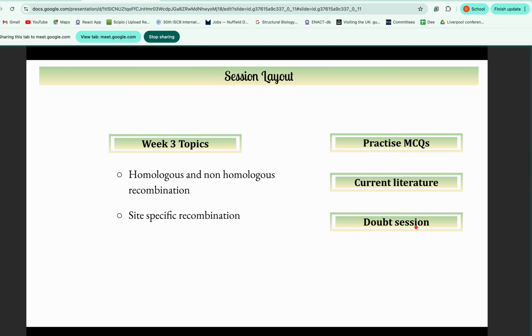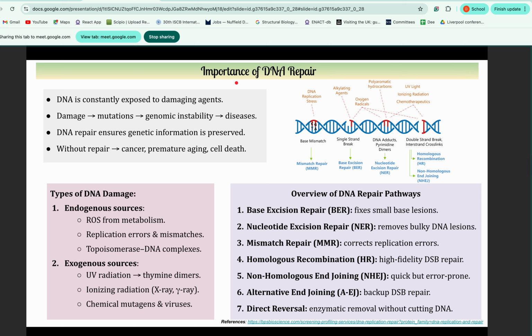So, in this week, we'll be talking about the third week topics, which were homologous and non homologous recombination and site specific recombination, and then we'll practice MCQs. We'll also look into the current literature, and then I'll be taking your doubts regarding this session. Okay, so first of all, I'll give a brief recap of the previous session.